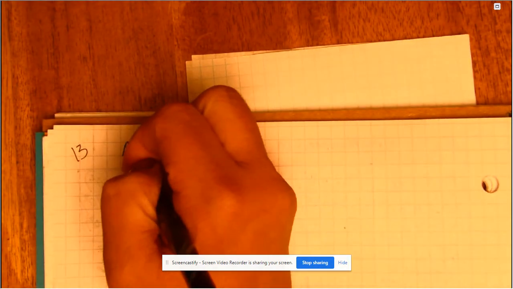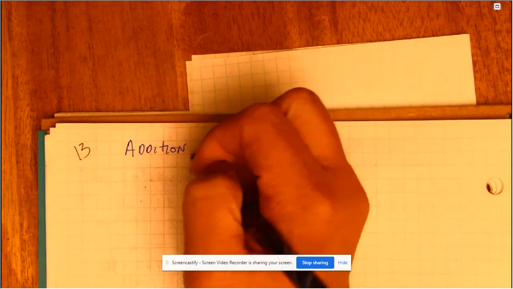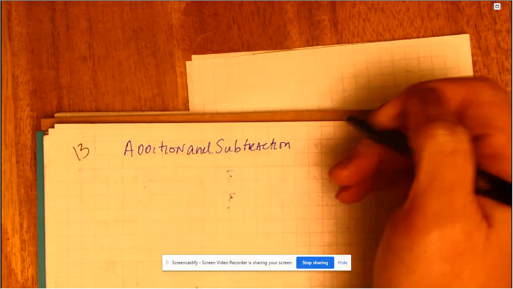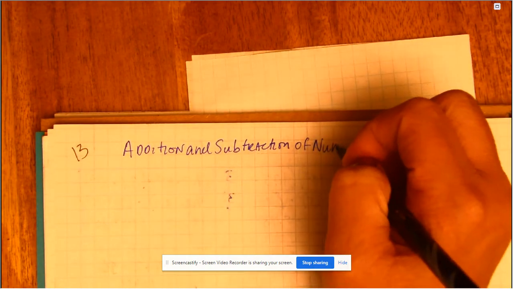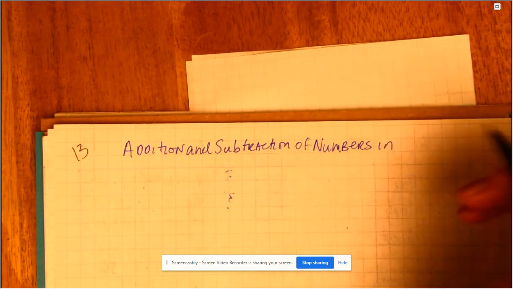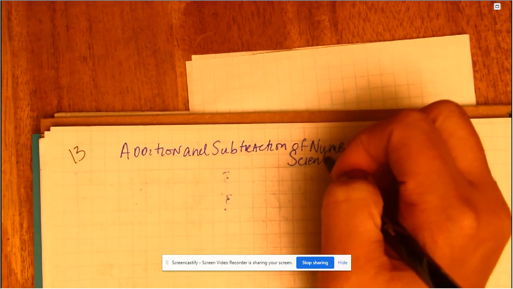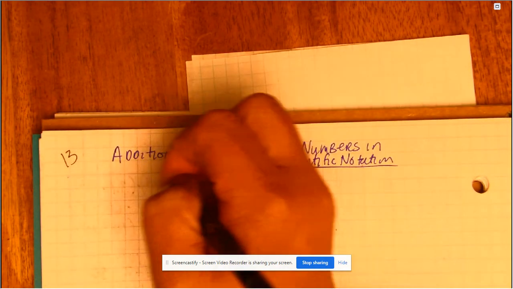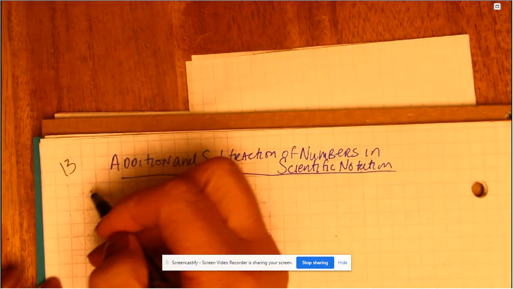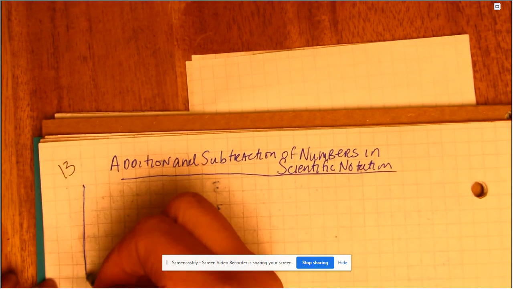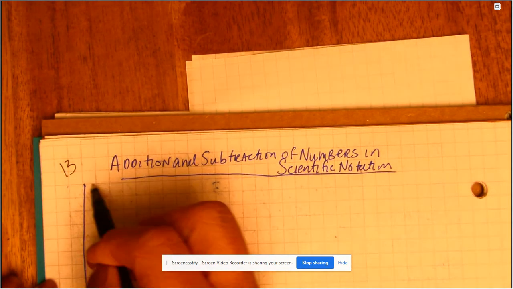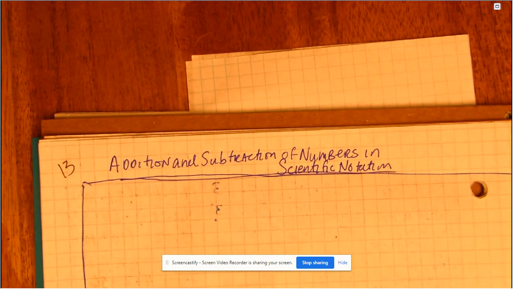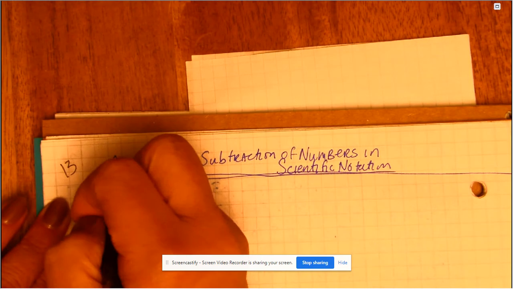So at the top, let's write addition and subtraction of numbers in scientific notation. And like beforehand, we're going to make a chart. So here we're going to have the rule or the step.